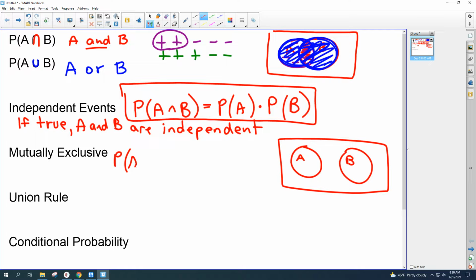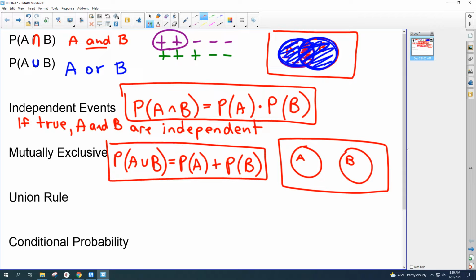The probability of A or B equals the probability of A plus the probability of B. Now this only holds true if the events are mutually exclusive. If they're not mutually exclusive, we have to look at something else. So mutually exclusive has this formula.